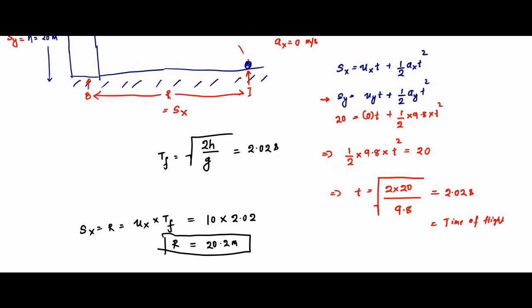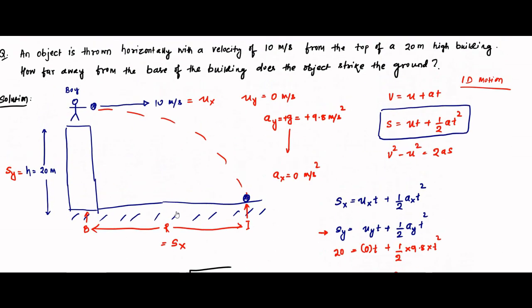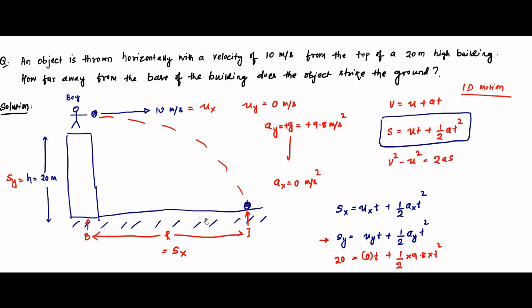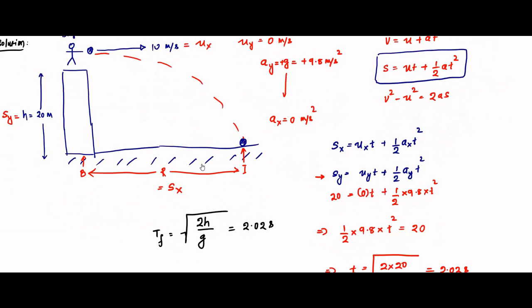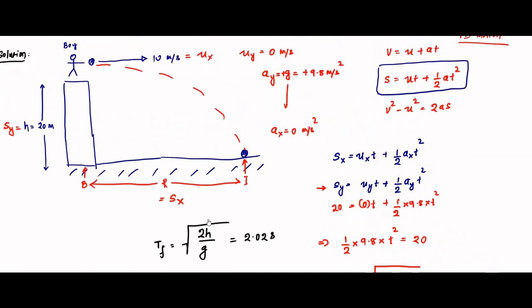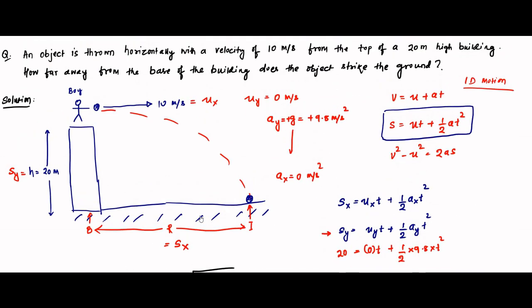How far away from the base of the building will the object strike the ground? That is equal to 20.2 meter. Okay, this is the answer. This is 20.2 meter.